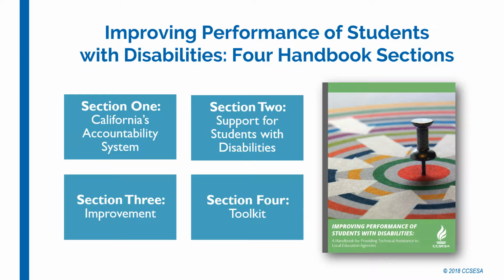The Improving Performance of Students with Disabilities Handbook is divided into 4 sections. Section 1, California's Accountability System. Section 2, Support for Students with Disabilities. Section 3, Improvement. And Section 4, Toolkit. A downloadable copy of the handbook is attached to this module for reference.